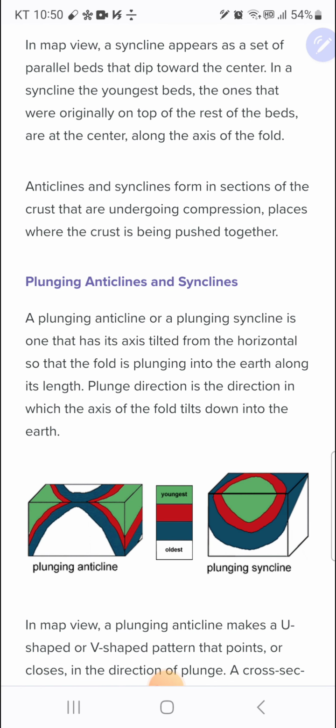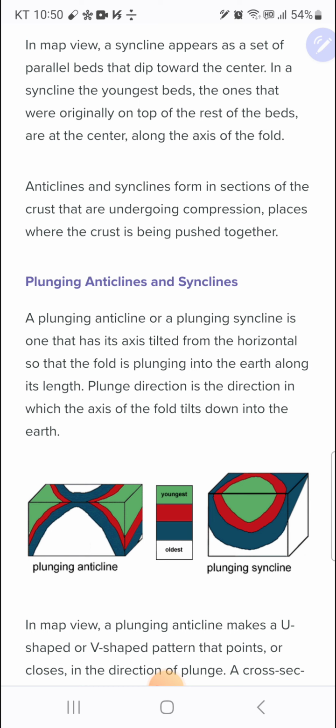Plunging anticlines and synclines. A plunging anticline or plunging syncline is one that has its axis tilted from the horizontal so that the fold is plunging into the earth along its length. Plunge direction is the direction in which the axis of the fold tilts down into the earth.